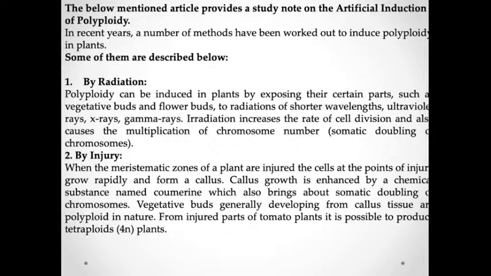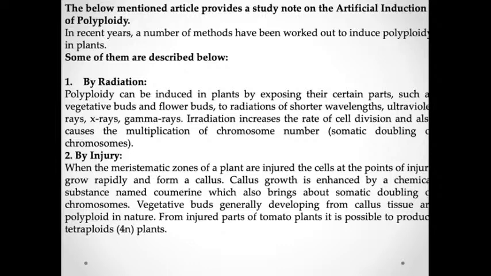In this chapter, we will touch a little bit on how mutation is done and how polyploidy is done, that is, an increase in the number of chromosomes. It could be done by radiations, it could be done by injury. In the case of radiation, polyploidy can be induced in plants by exposing certain parts, such as vegetative buds and flower buds, to radiation of shorter wavelength, like ultraviolet rays, X-rays, gamma rays. Irradiation increases the rate of cell division and also causes the multiplication of chromosome number.